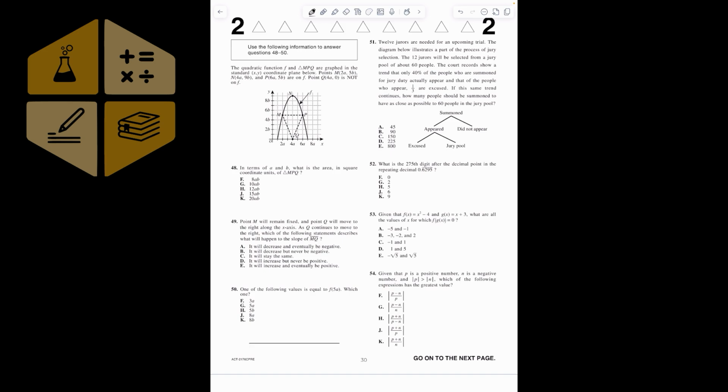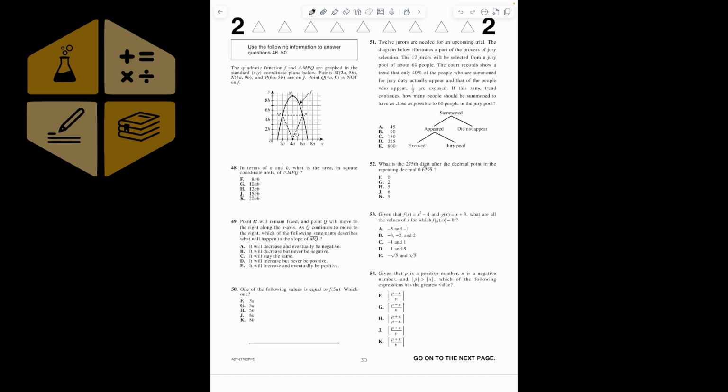It's not that bad. Okay, guys, what we've got here is a parabola that's graphed upside down. That's what f is. It's going to keep going forever in this direction, whatever. And then we've got a triangle in there. So let's tackle these questions one at a time and see what they look like. Number 48, in terms of a and b, what is the area in square coordinate units of triangle MPQ?